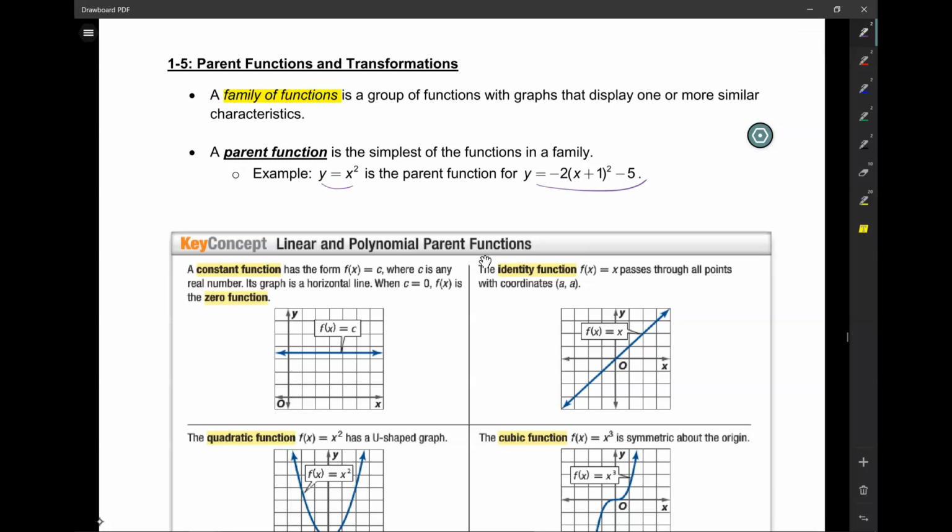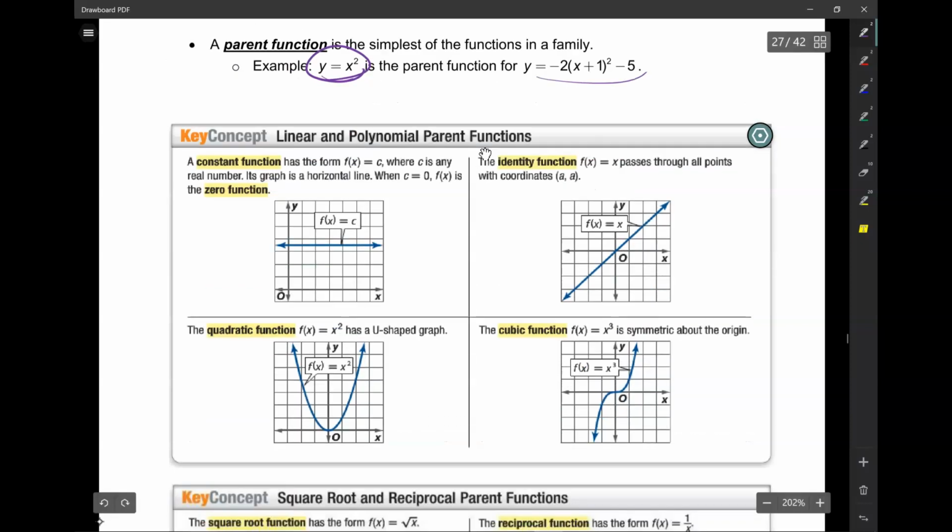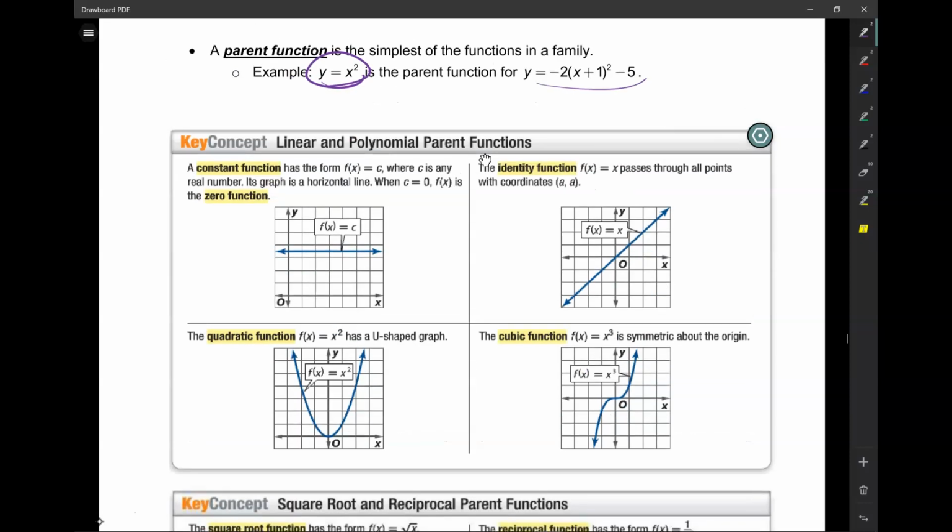Y equals x squared is the default basic version of a quadratic equation. That is the parent function. And then everything else is what is derived from the parent function. Okay? So that's what we call a parent function. It's like the default, the basic case, period.